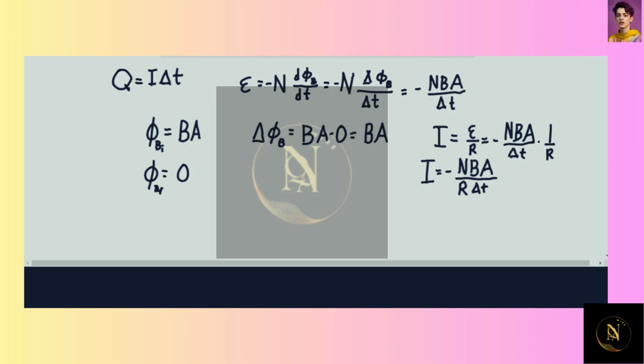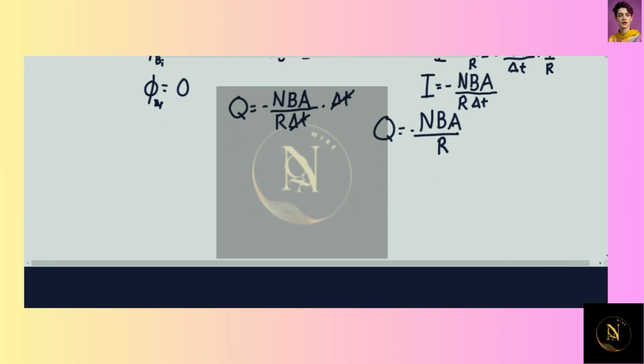Now that we have an equation for the induced current, we can substitute that into our equation for Q. And we find that Q will be equal to minus NBA over R delta T times delta T. We can cancel out the delta T's, and we find that Q is equal to minus NBA over R.